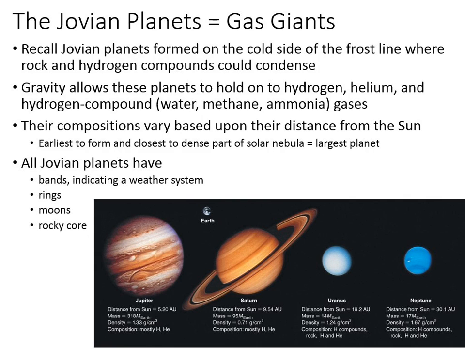So if anybody asks you what these all have in common, here's a list of four things. I think we've already talked about some of these. What do they have in common? They have bands. We usually think of Jupiter as having the bands and Saturn as having the rings. They all have lots of moons, and they all have swallowed terrestrial planets. They all have a rocky core.